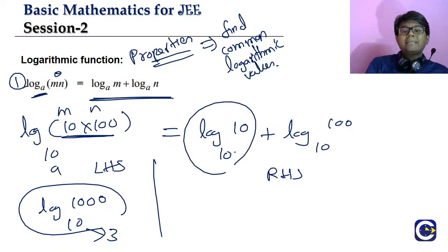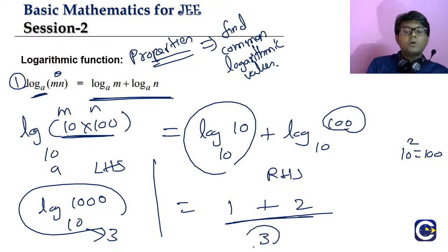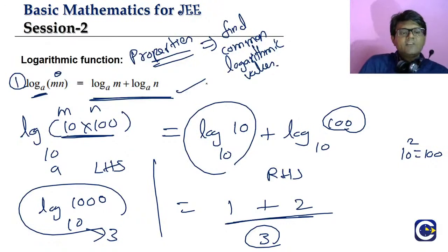In RHS we have log 10 to the base 10. Remember, log of any number to the base same number is 1. Then log 100 to the base 10. 10 square is 100, so log 100 to the base 10 will be 2. Check it, guys. 1 plus 2 is 3. LHS is 3, RHS is 3. So this is satisfied. Okay. So what is the first property we are seeing? Log of m into n to the base a is equal to log of m to the base a plus log of n to the base a.